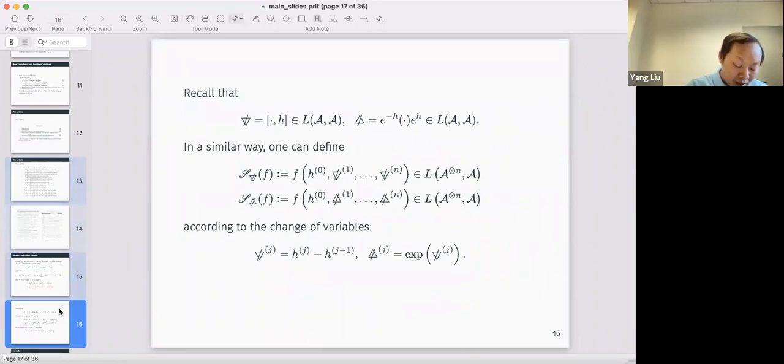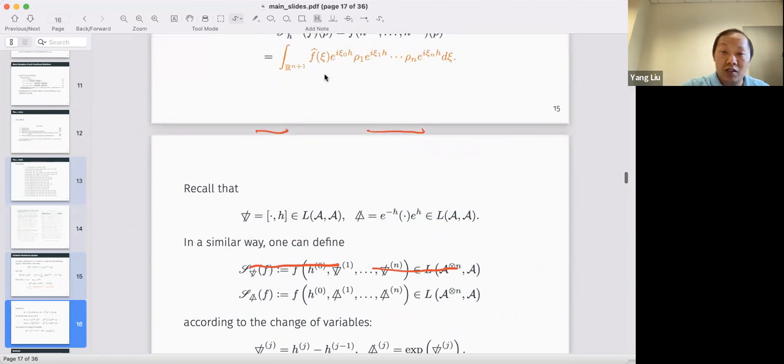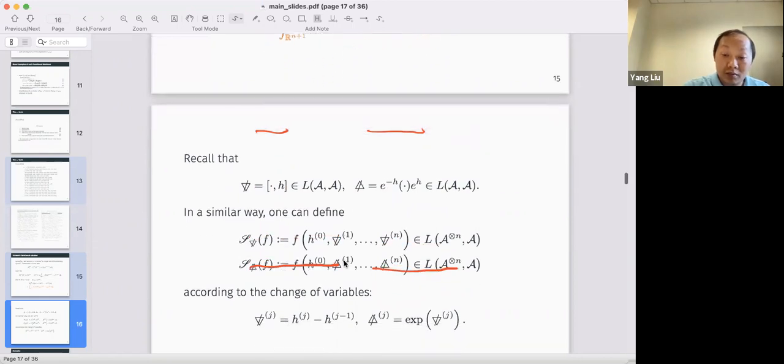A quick remark is that instead of using multiplications like H0 to Hn, you can use commutators or conjugations, right? Here is the explicit change of variables, because the commutator is just multiplying from the right minus multiplying from the left. Now you view them as formal variables, you do this substitution, and then you can make sense of this integral here.